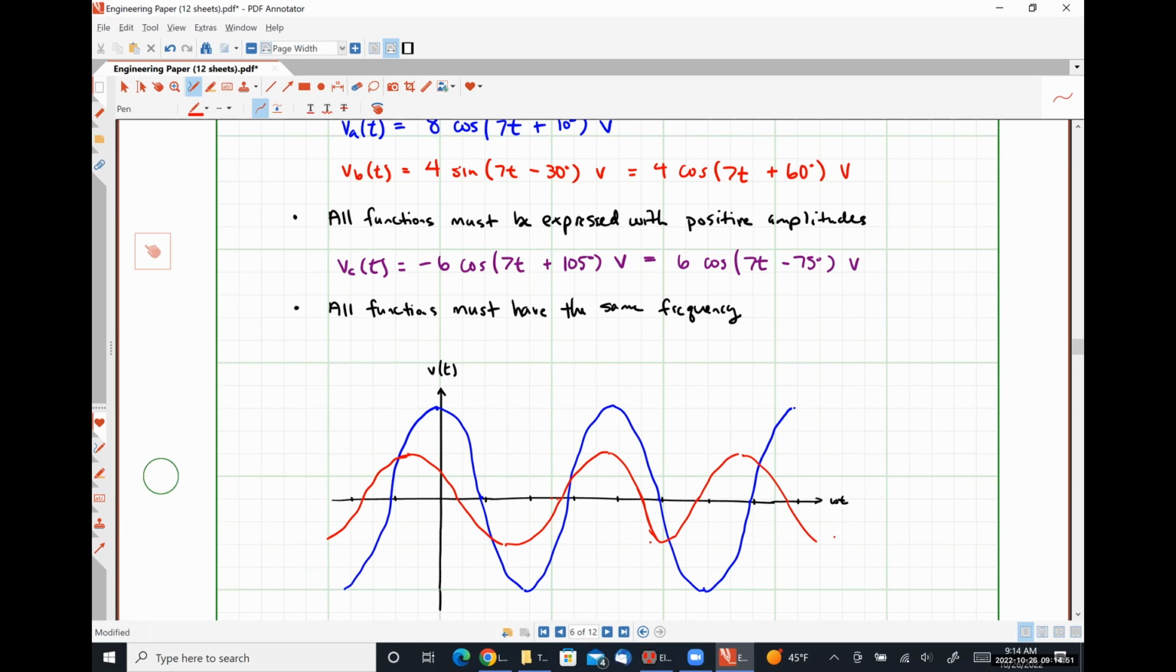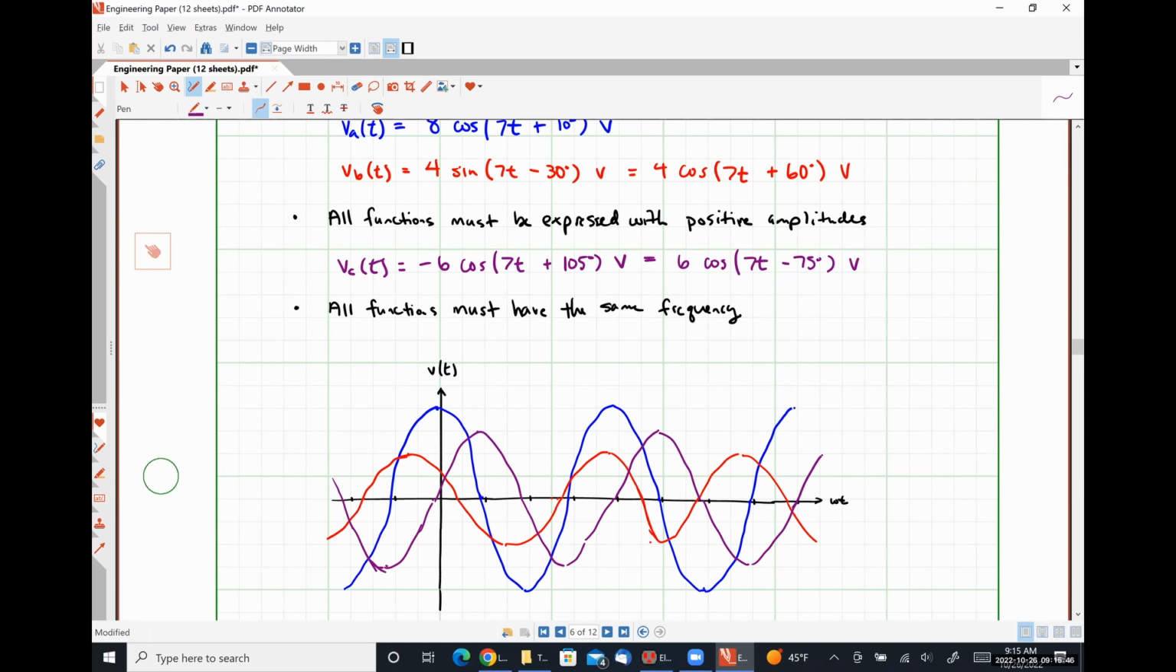And let's see, purple, we have a phase angle of negative 75 degrees. So that's going to be a shift to the right. Something like this, okay? Sorry, my watch is freaking out here.